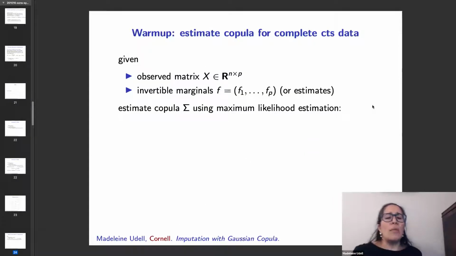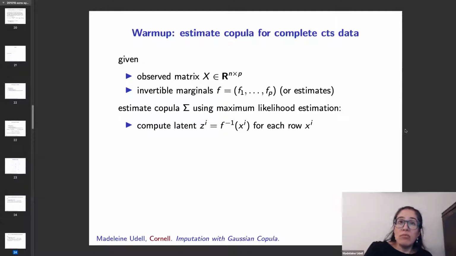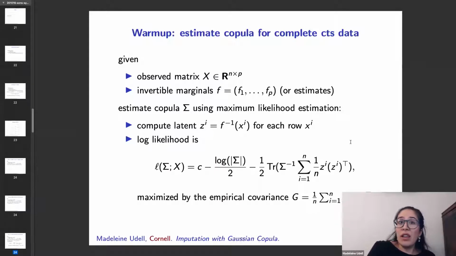Okay, so now let's talk about how we estimate the correlation matrix. Given an observed matrix X and invertible marginals, we're warming up with the easiest case, which is that everything is observed and I've got invertible marginals. In that case, the most basic idea would be to estimate the copula using maximum likelihood estimation. So let's write down maximum likelihood estimation for this model. The first thing I would do is compute the latent Gaussian vectors given the observed vectors xi. And I write down the log likelihood.